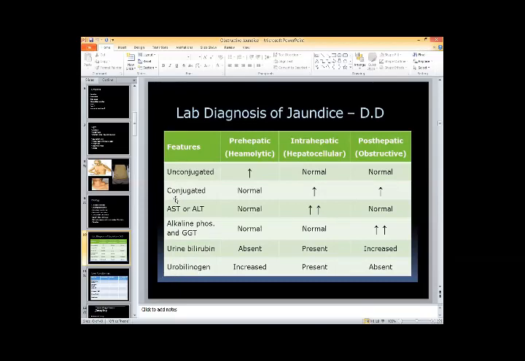So we'll focus more on these things: the level of bilirubin, level of unconjugated or conjugated bilirubin, level of AST or ALT or alkaline phosphatase and gamma GT. And I have shown here that in 3 different types of jaundice, like prehepatic jaundice, the main cause is hemolysis, like thalassemia and spherocytosis, more breakdown of RBCs, leading to increased production of bilirubin, causing jaundice.